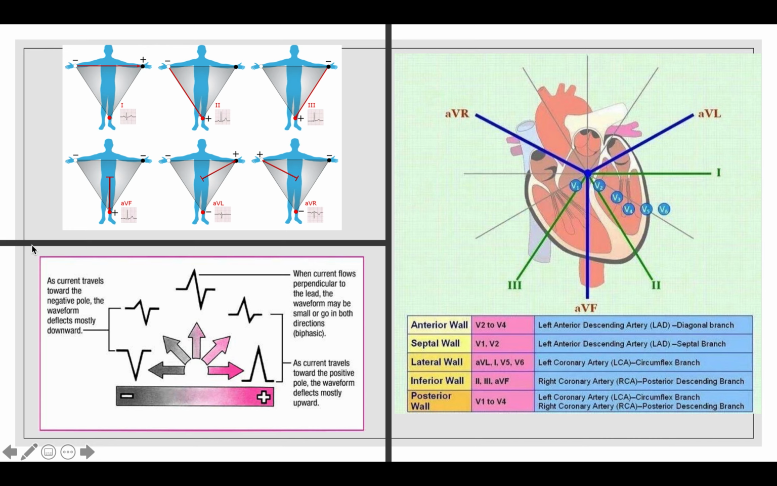So according to my little box here, when an electrical impulse goes towards the opposite side, as a current travels towards a negative pole, the waveform usually deflects mostly downwards. So in AVR, what you would end up seeing is a negative deflection of the R wave and a positive deflection of the S wave. So it's completely opposite, the reciprocal or mirror image of what you would see in lead 2. Now that's very key and important: in AVL you would see a big negative S wave, but in AVR you would see a big negative R wave. Now let's look at the different views of the walls.